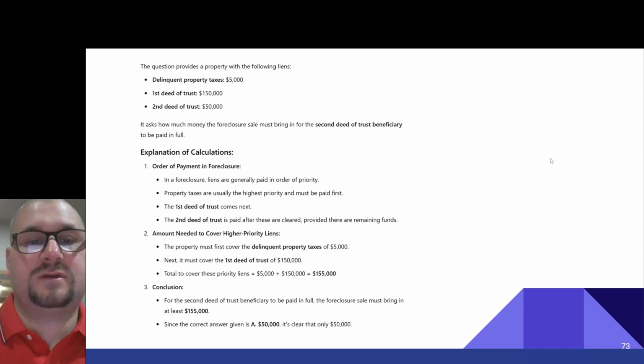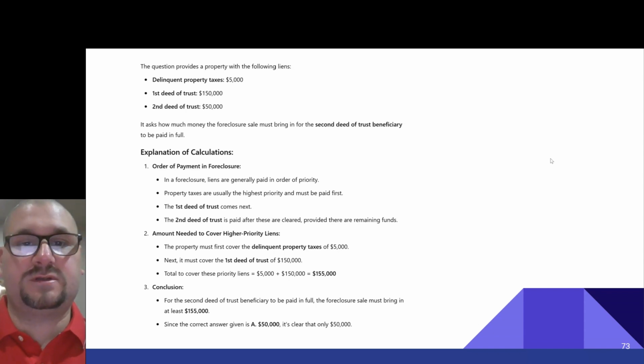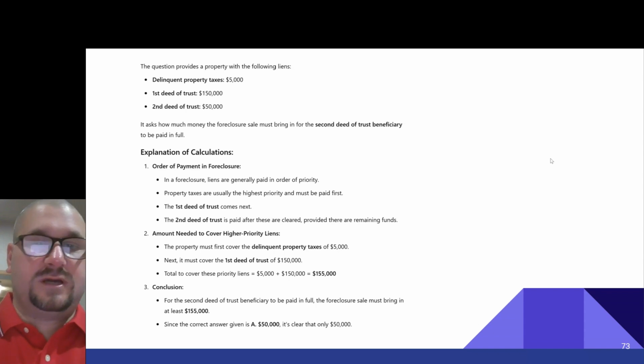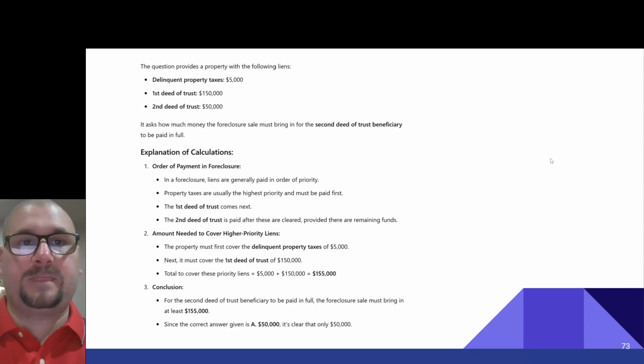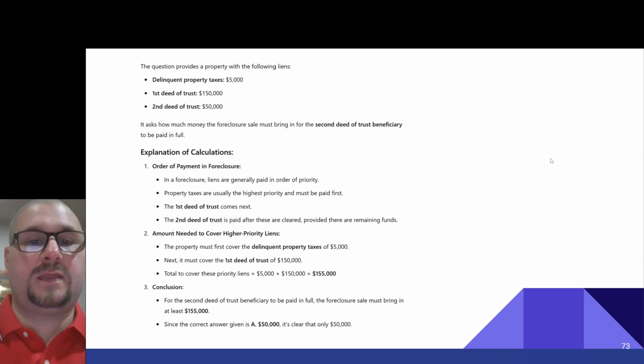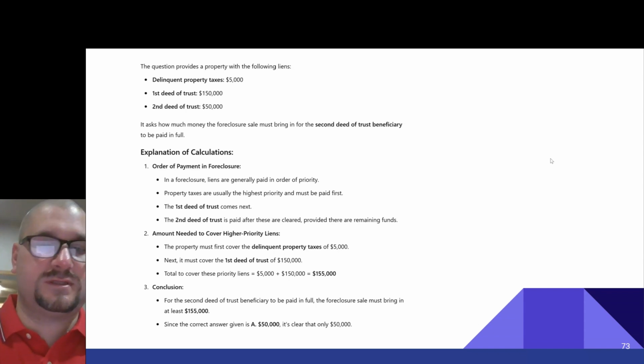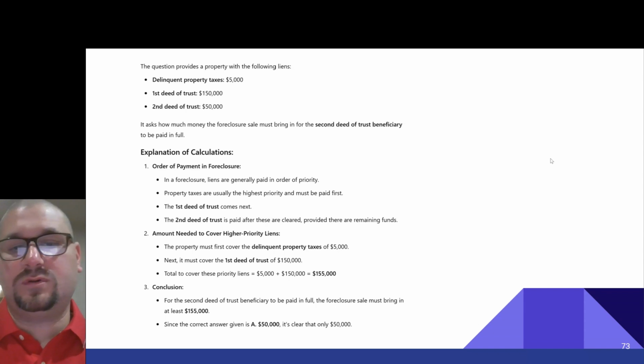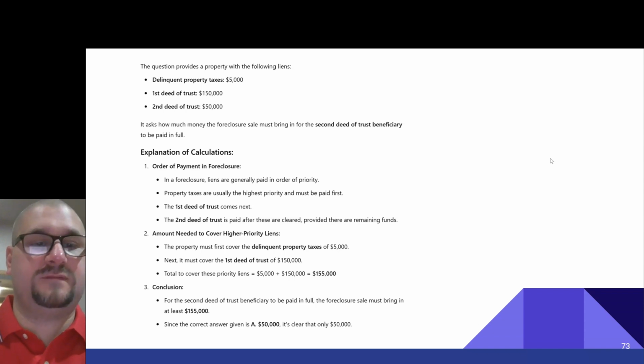The amount needed to cover higher priority liens. The property must first cover the delinquent property taxes of $5,000, right? That's what you have to cover first. Next, it must cover the first deed of trust, which is $150,000, and then the total to cover these priority liens is the $5,000 plus the $150,000, which is $155,000. So, in conclusion, for the second deed of trust beneficiary to be paid in full, the foreclosure sale must bring in at least $155,000.